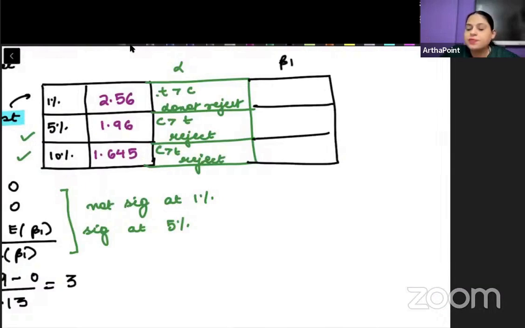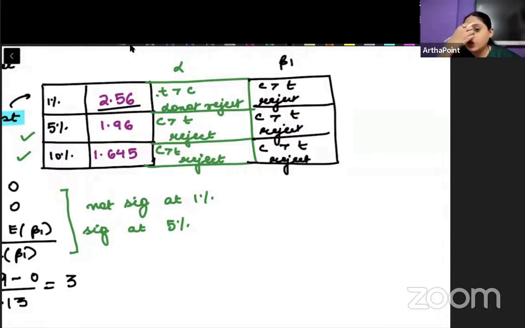For beta 1, the z calculated is more than tabular. Tabular is this. So you reject null in favor of alternative. Here also 3 is more than 1.96. Reject null in favor of alternative. 3 is more than 1.645. Reject null in favor of alternative. So we are able to reject null in favor of alternative in all three cases, right?